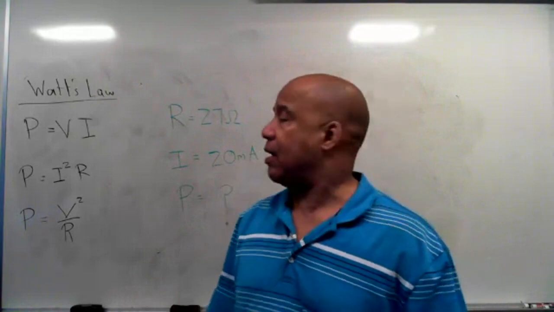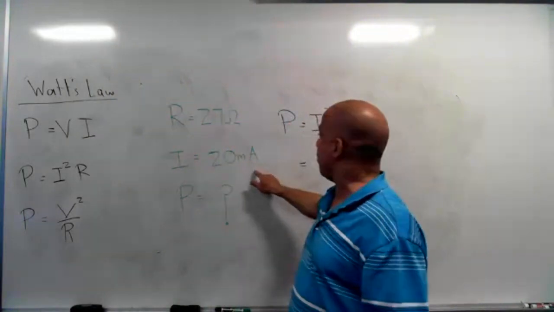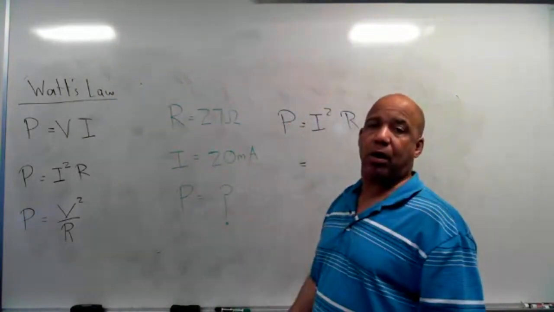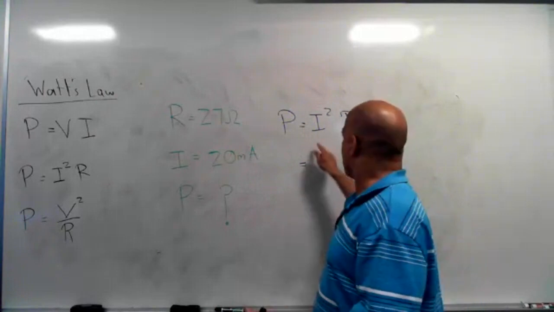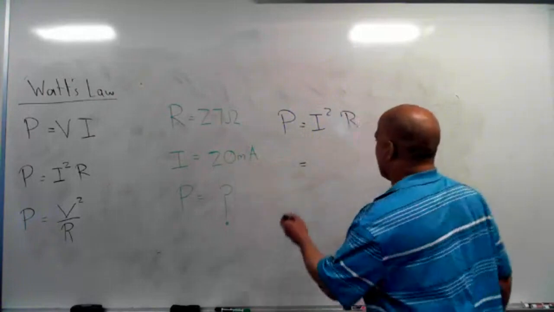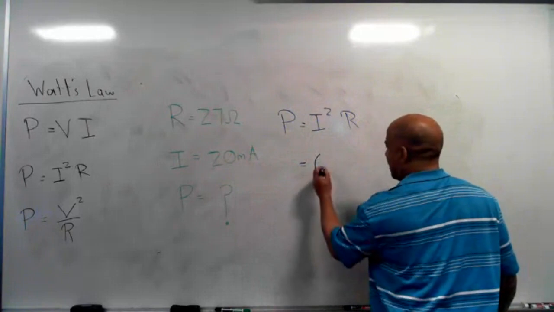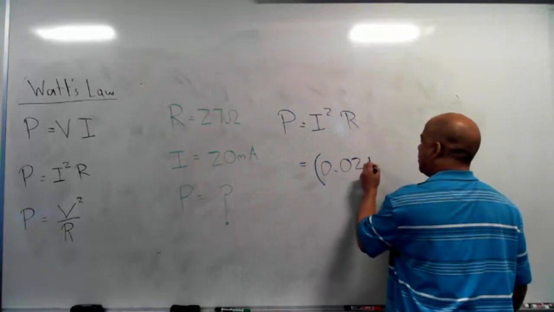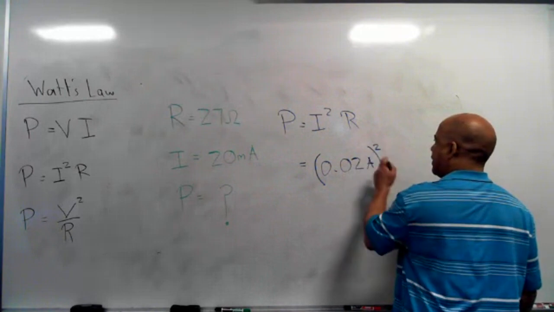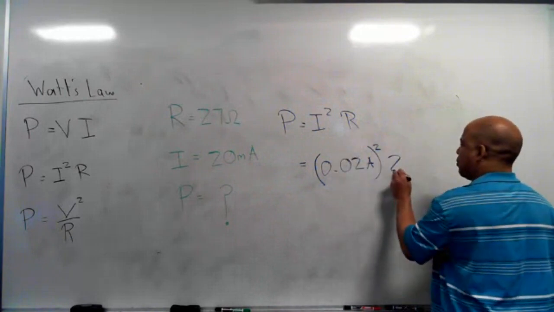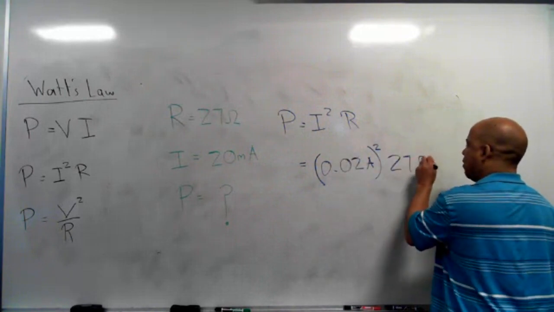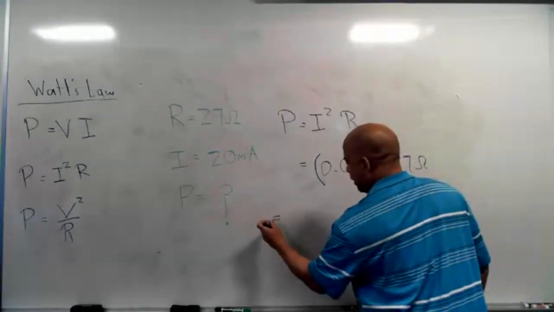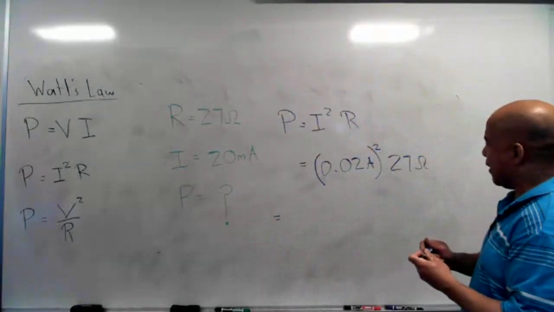But you'll see me, I'll always put this in decimal form when I'm squaring something or taking the square root of something. So I want to write I, which is 20 milliamps, as 0.02 amps squared times R, so times 27 ohms. So I need for somebody to tell me what you get.